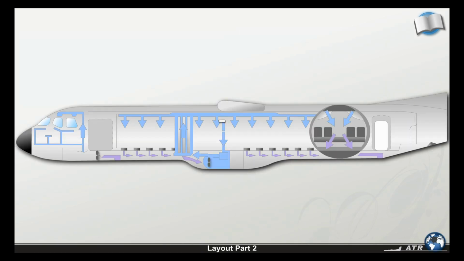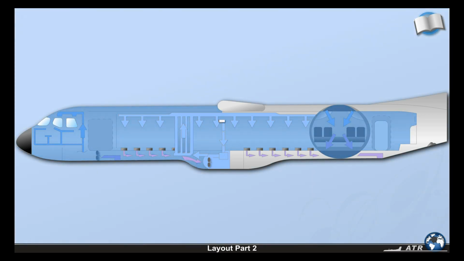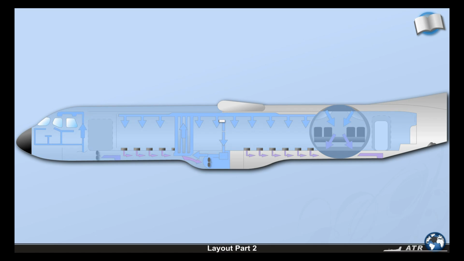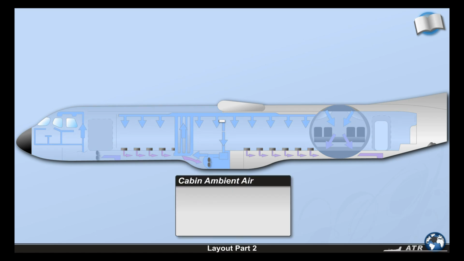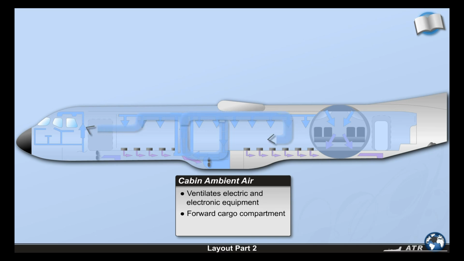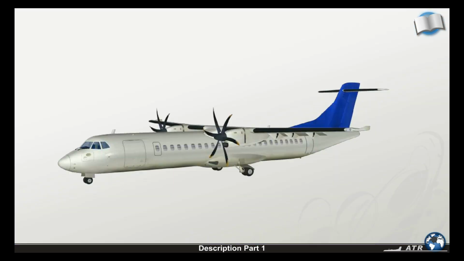The position of the outflow valves automatically or manually controls the pressure and the pressure variations in the pressurized compartments. The cabin ambient air ventilates the electric and electronic equipment and the forward cargo compartment, and then is extracted by a fan. In case of fan failure, the ventilation is accomplished by cabin differential pressure.